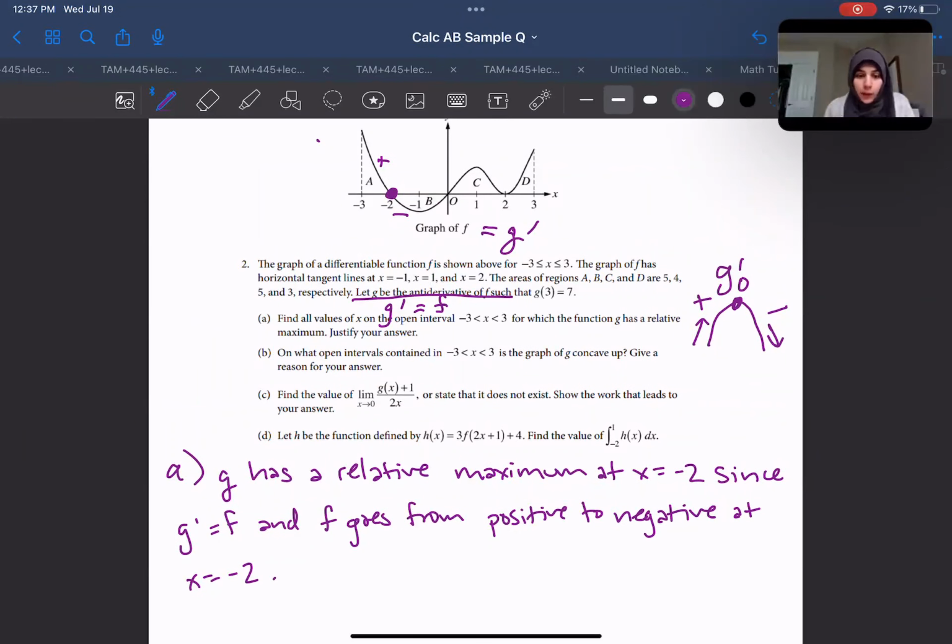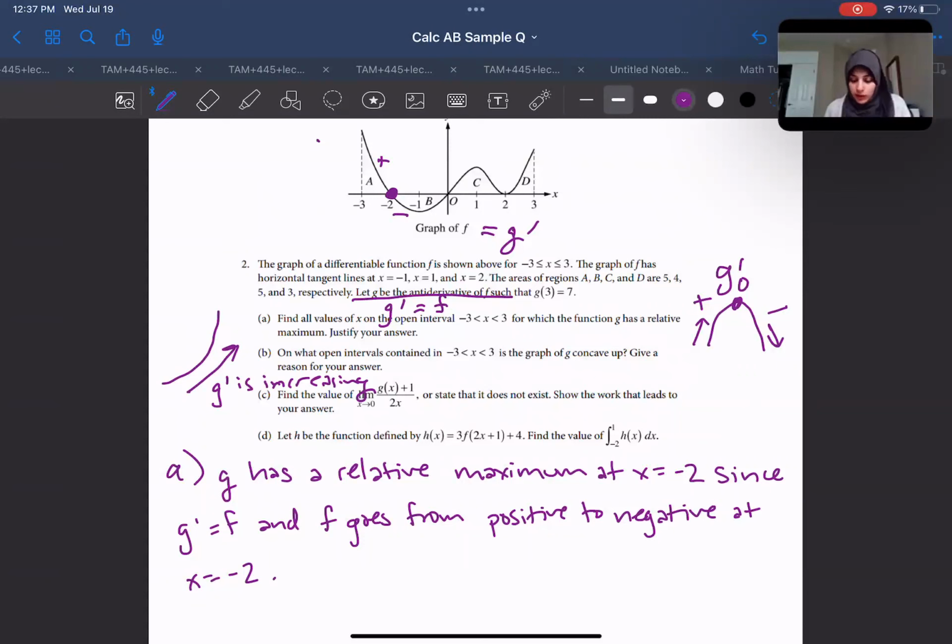Part B: on what open intervals contained in -3 < x < 3 is the graph of g concave up? I'm going to go ahead and draw a graph of g again. And let's say that we're looking at a part where we're concave up, opening upwards. What's happening to our g prime? g prime is increasing. g prime is increasing as we are concave up.